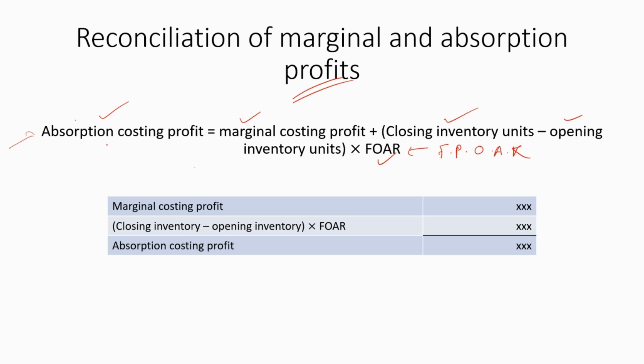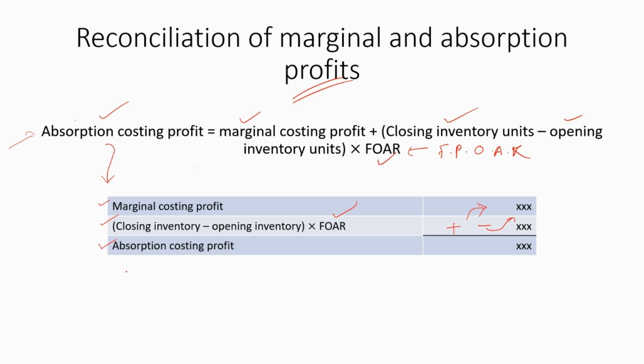We can represent this formula in this format as well. Marginal costing profit. Then we have to calculate closing inventory minus opening inventory multiplied by the FOAR figure. This can be either a positive value or a negative value. If it is a positive value, add this value to the marginal costing profit. If this value is a negative value, deduct this value from the marginal costing profit. Then, using these two figures, we can calculate the absorption costing profit.